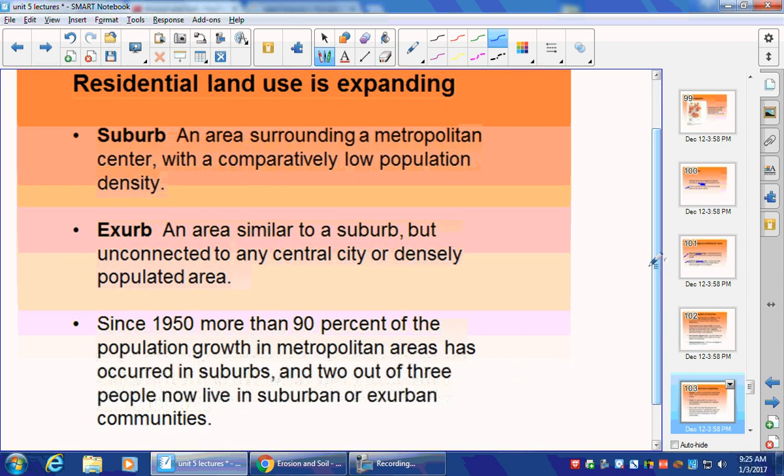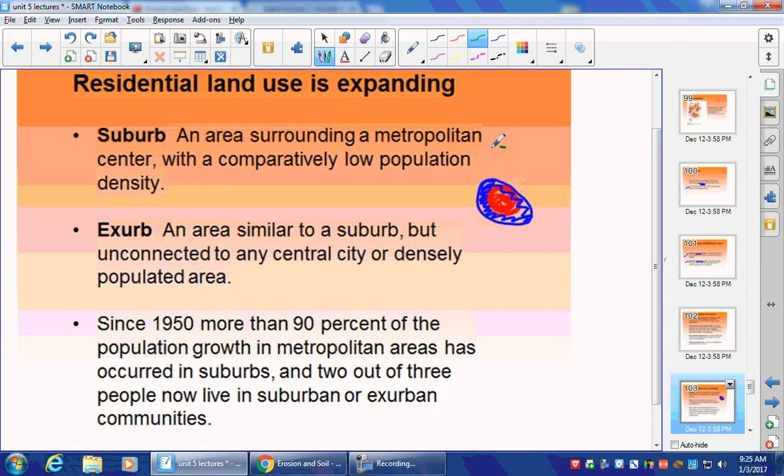All right, so now let's talk about where most of us live. Suburbs: an area surrounding a metropolitan center, with comparatively low population density. Exurb: an area similar to a suburb, but unconnected to any central city or densely populated area. So if the city is a different color, this is the city with high population density right here. Suburb will be surrounding it, but still connected. You can just get there pretty easily.